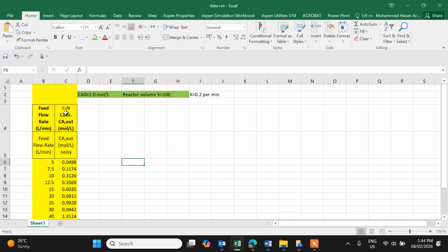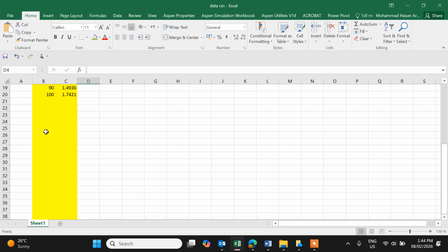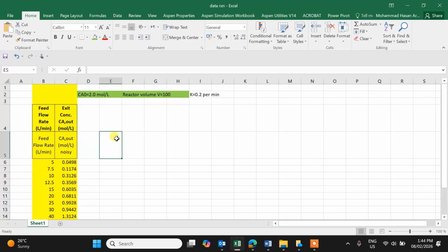So if you did the experiment and you measure the exit concentration, coming out from the reactor. So these are CA out at different feed flow rates. Okay, these are the raw data. And we want to study how the conversion is changing with feed flow rate, or basically residence time. So feed flow rate affects residence time, right?